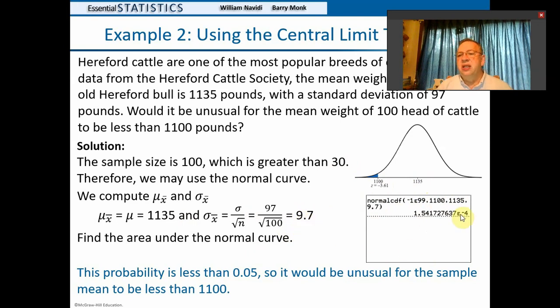That probability has an E to the -4, so this is times 10 to the -4, or divide by 10 to the 4th, and each digit would move over. So this is 0.0000154, much less than 0.05, our criterion for unusual. So it would be unusual for the sample mean to be less than 1100. Here, two standard deviations would be plus and minus 20, so you're only talking about 1105, 1115, up to 1155 as the plus or minus 2 standard deviations.